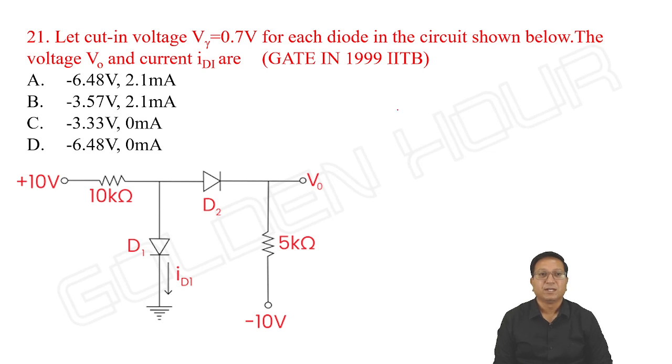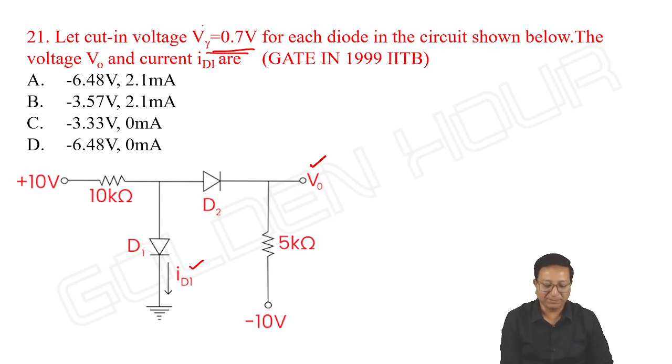Let the cut-in voltage V gamma be equal to 0.7 volts for each diode in the circuit shown below. Some circuit is given and V gamma is mentioned. The voltage V output and the current ID1 are asked. What about the output voltage and current through the diode D1? They are asking.